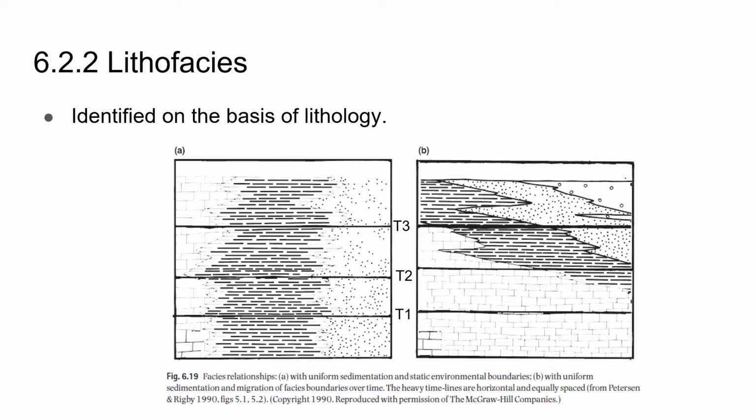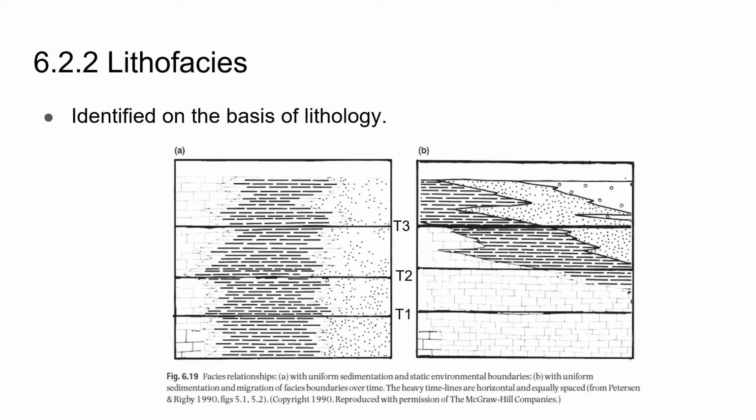This diagram, figure 6.19, we have A and B, and I've added some notes here in the middle between them. I put T1, 2, and 3, because these bold lines in both A and B represent timelines. So timeline 1, everything below that was deposited at one time, and then between 1 and 2 is another depositional event, and then 2 and 3 another depositional event, and so on.